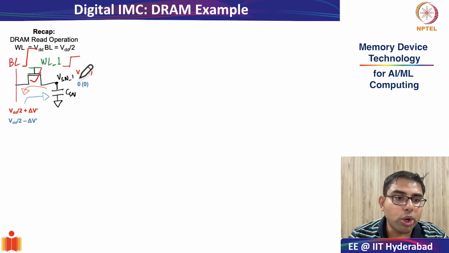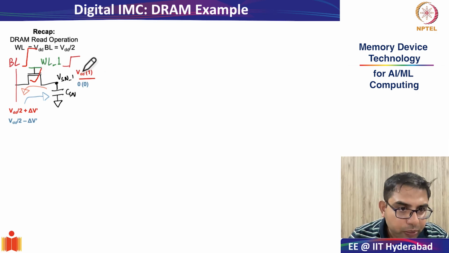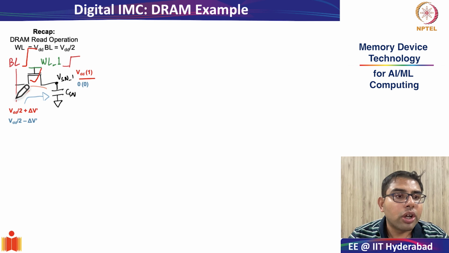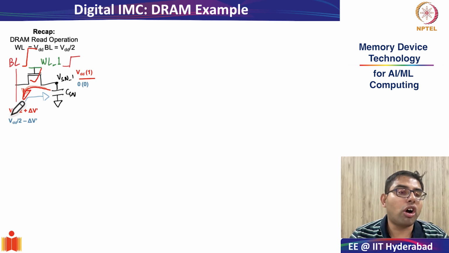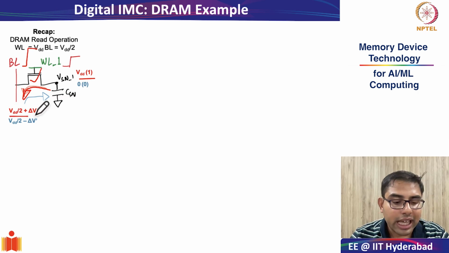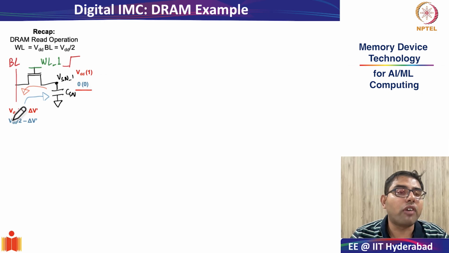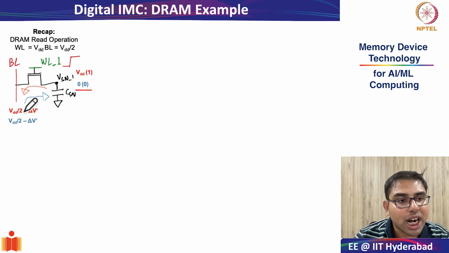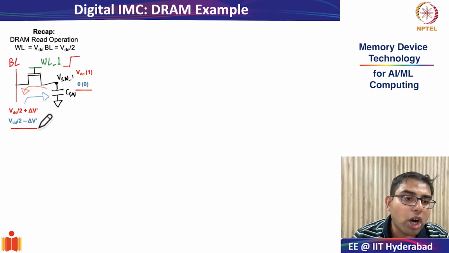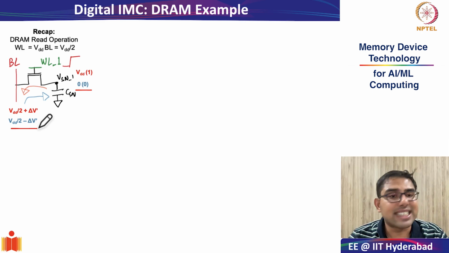Now, if the storage node had the value 1, which is VDD, and the bit line has VDD by 2, there will be a discharge or a read current flowing from the storage node into the bit line, and that will change the voltage of the bit line from VDD by 2 to plus delta V dash. And the exact opposite will happen if your storage node consists of the value of 0. There will be a discharge in the bit line, and that is what will be detected by your sense amplifier.